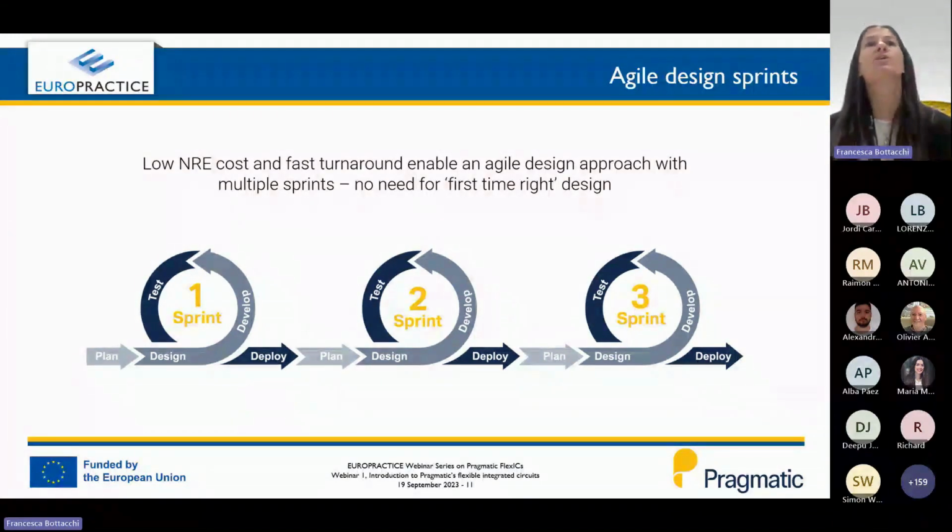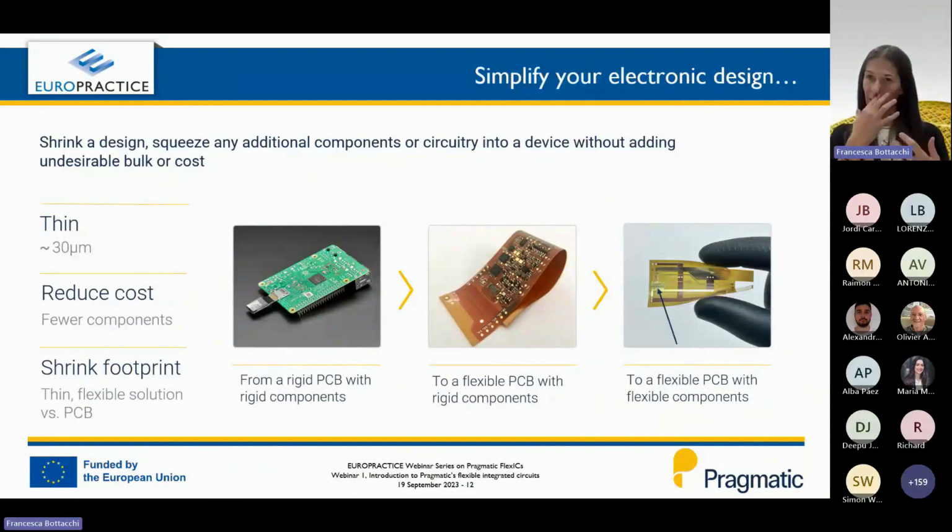Sometimes you also need to design a whole PCB system, a whole electronic system with multiple components, with your silicon ASIC and multiple components on a PCB. And this can also be really time-consuming and really complex. So another way that we can help is by shrinking the design and moving all the additional components from the PCB. You can design them into a FlexIC.